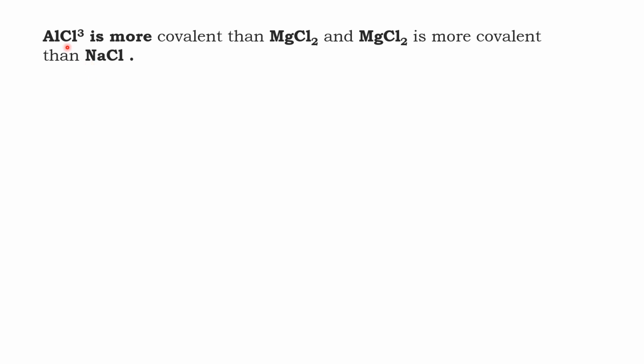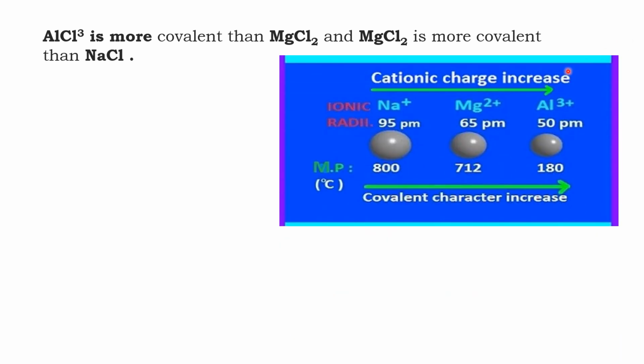But what is the difference? Al has 3 positive charge, magnesium has only 2 positive charge, and sodium has only 1 positive charge. So, it is the charge that matters. Greater the charge, greater the polarizing power, greater the covalent character. That concept you should not forget. See here, Na+, Mg2+, Al3+. So the covalent character increases. Got it? Okay.